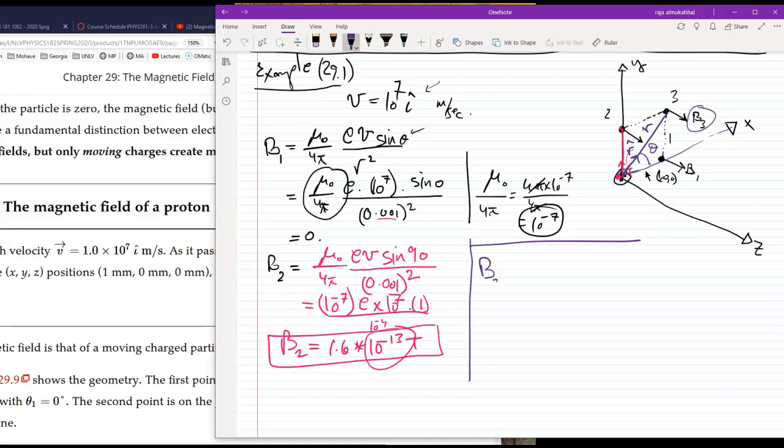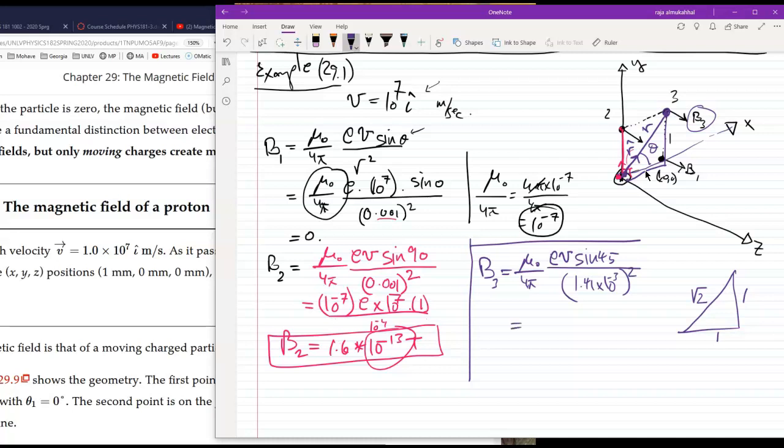So in this case, B3 is going to be mu naught over 4 pi, E V sine 45 divided by, well, how far is 0.3 from the charge? Well, it is kind of the hypotenuse of a triangle. You agree with me on that? Here is that triangle right here. See that? So if this is 1 millimeter, this is 1, that's square root of 2. So 1.41 times 10 to the negative 3, quantity squared. Is that right? And then you do the calculation.